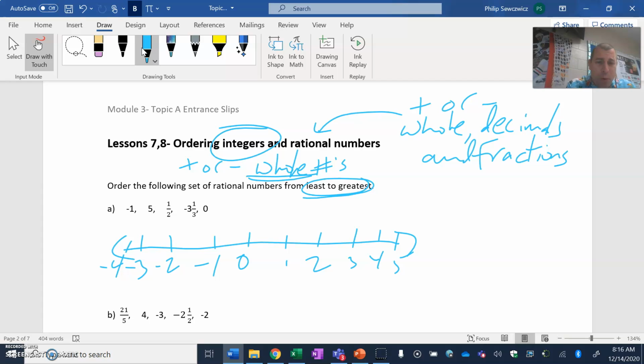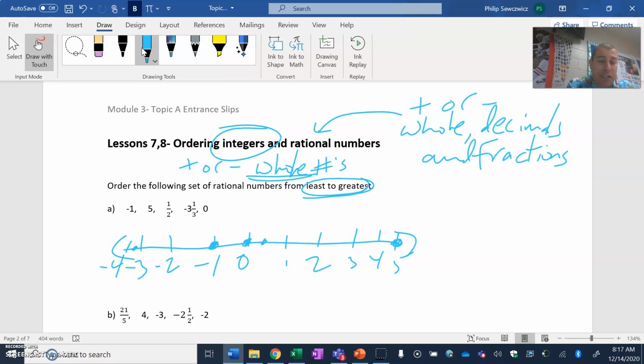So if I start plotting some points, like a -1, a 5, a 1/2, a half between 0 and 1. Okay, so there's my half. -3 1/3. That's going to the left to -3 and then going a little bit more, a third of the way. And then I've got 0 that's here. So now I can see the order. Now I don't need a scale of a third or a half because I'm just using it to get an idea of who's the smallest and who's the biggest.